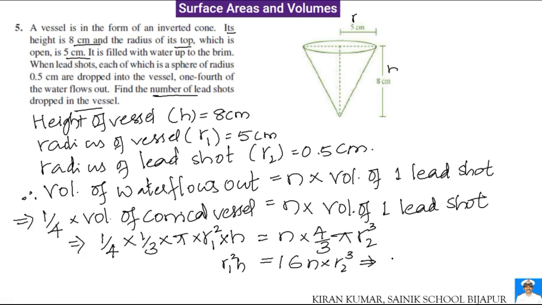This implies that n will be equal to radius r1 square, that means 5 square, multiplied by the height 8, divided by 16 times r2 cube, which is 0.5 whole cube. If you calculate, you will be getting 100. Therefore, 100 lead shots dropped into the vessel to get 1/4 of the volume of the conical flask or conical vessel.